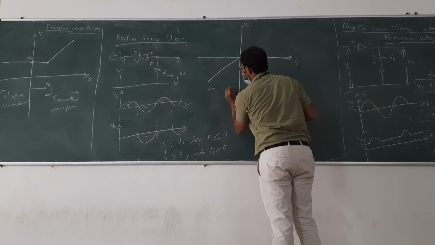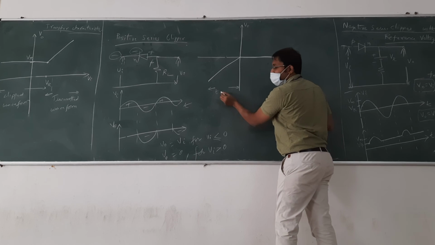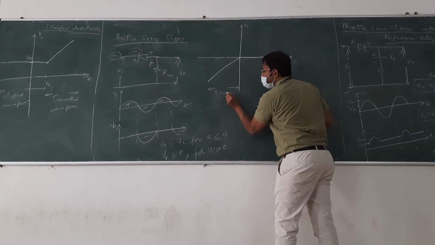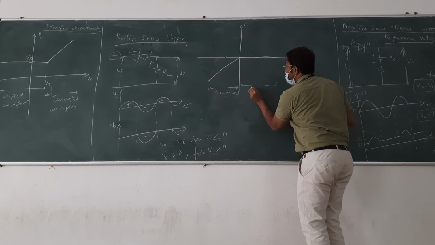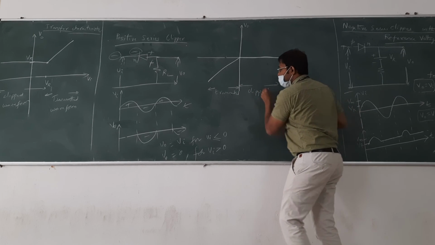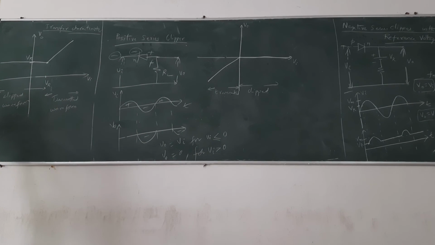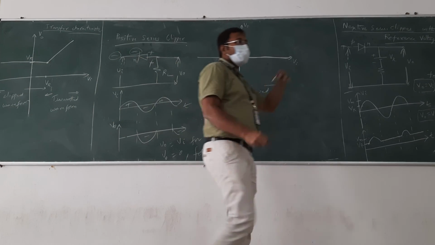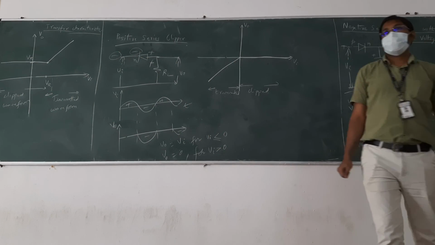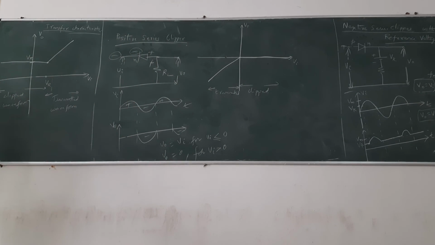What should we call this region? Transmitted. Okay, this one, clip, right? Next, draw with reference. Next, positive series clipper with reference. Easy topic. Clipper is very easy. Just use the logic, and you can easily score marks.